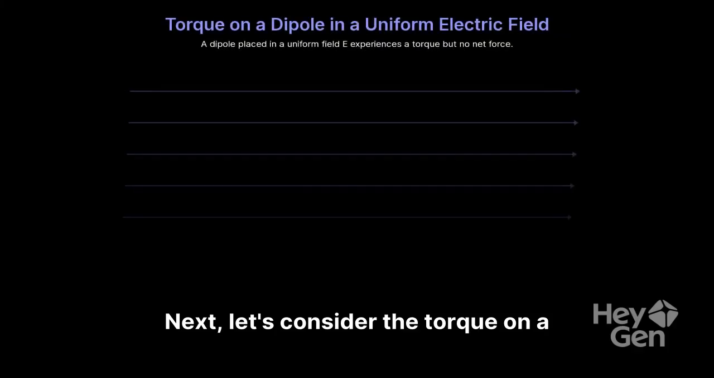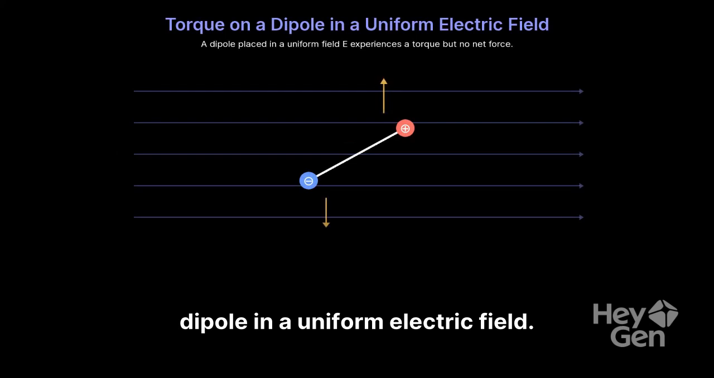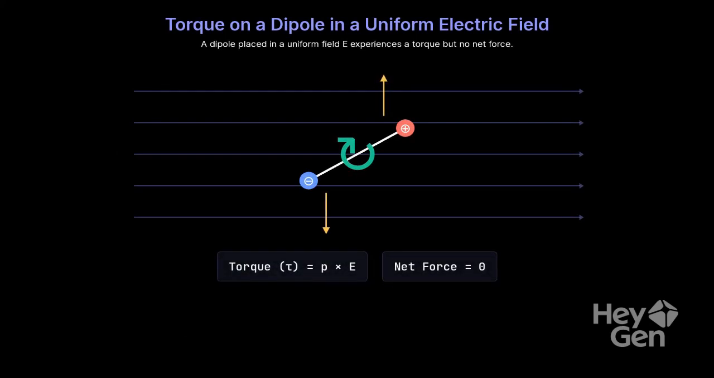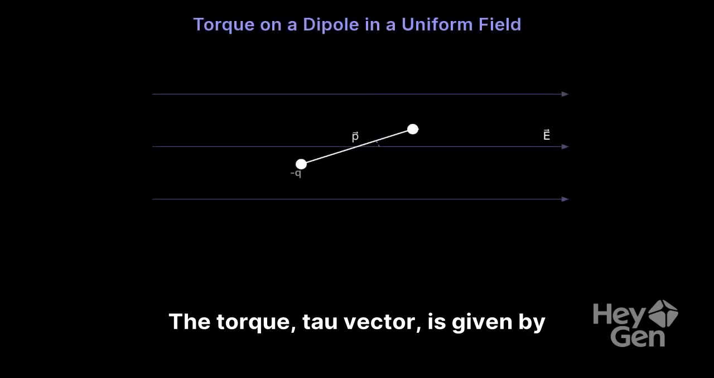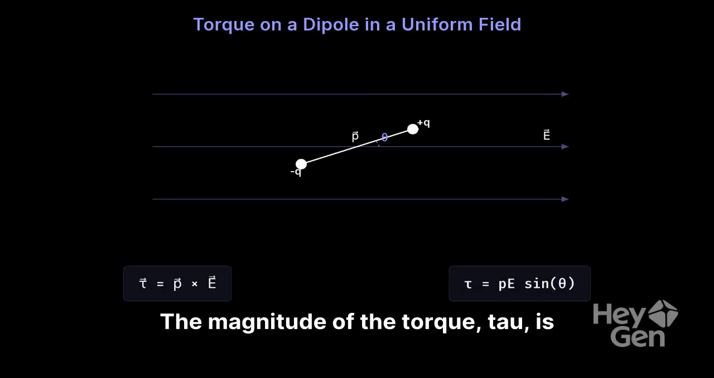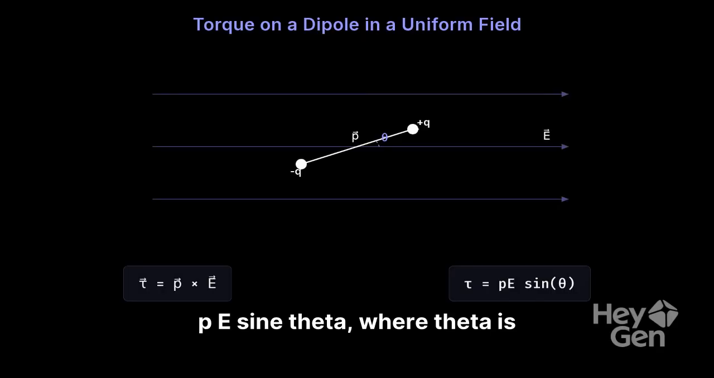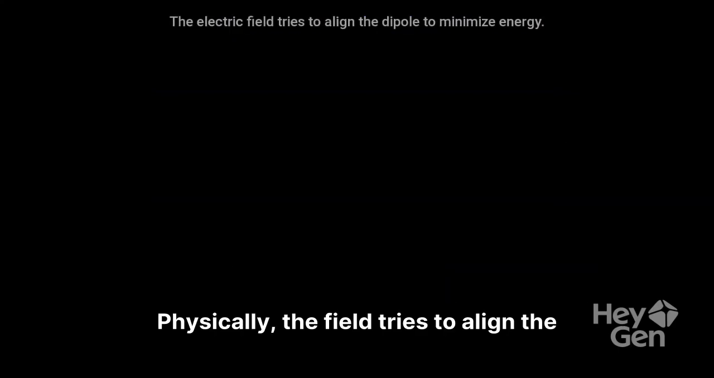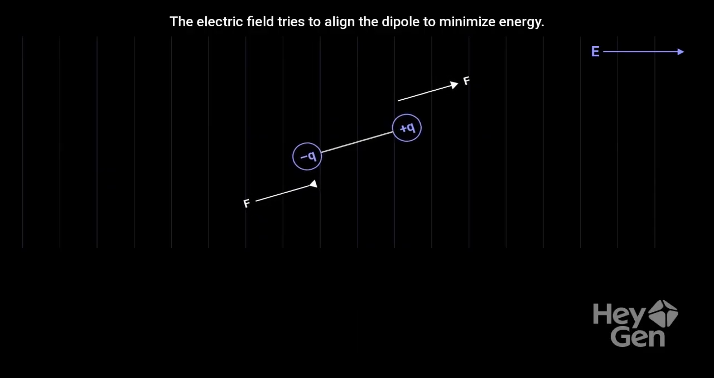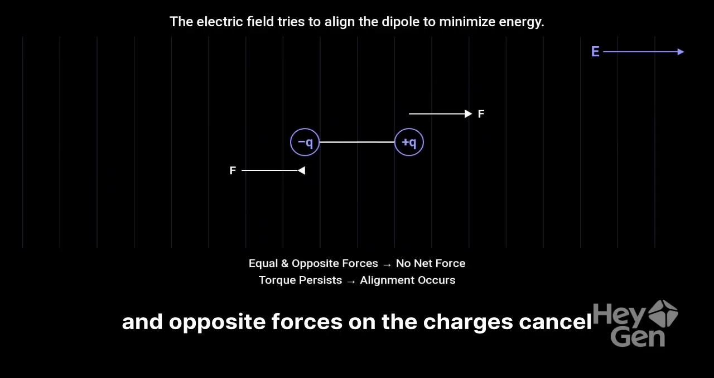Next, let's consider the torque on a dipole in a uniform electric field. A dipole placed in a uniform field E experiences a torque but no net force. The torque, tau vector, is given by p vector cross E vector. The magnitude of the torque, tau, is p E sine theta, where theta is the angle between p and E. Physically, the field tries to align the dipole to minimize energy. There is no net force because equal and opposite forces on the charges cancel out.